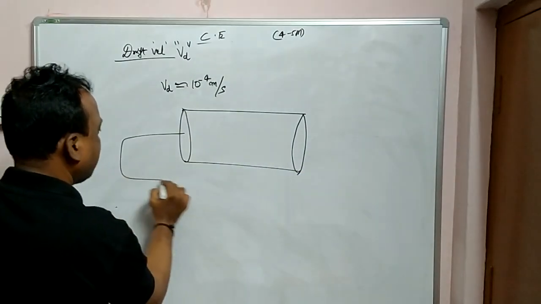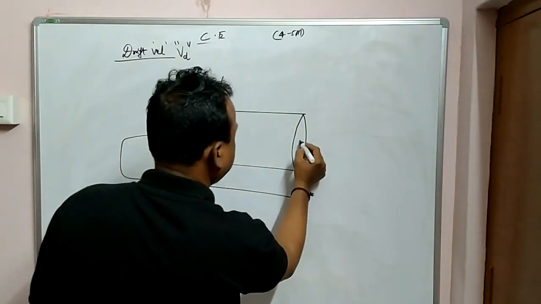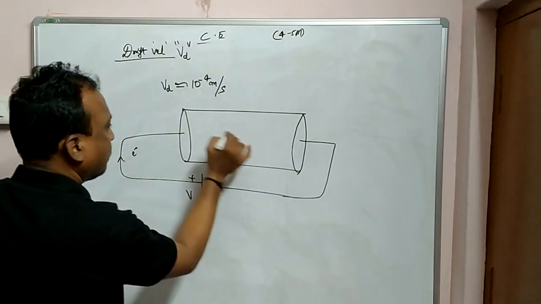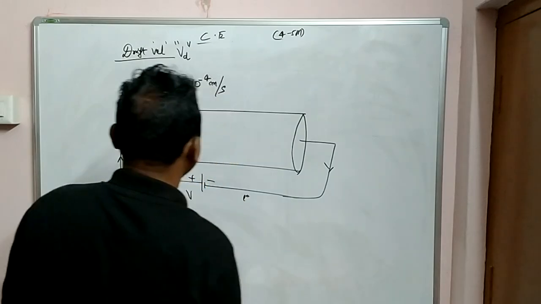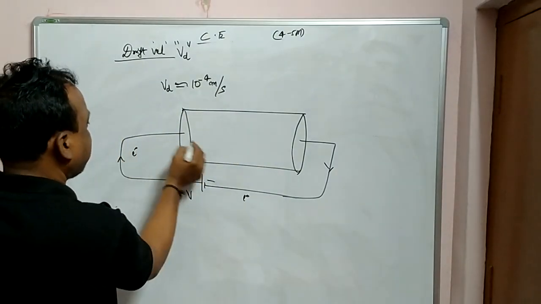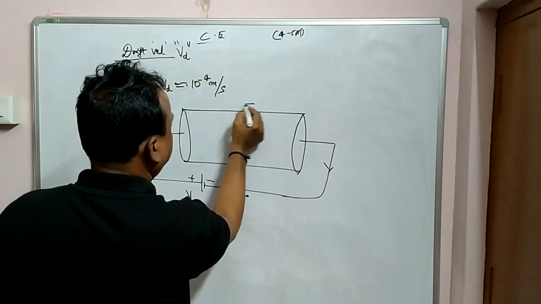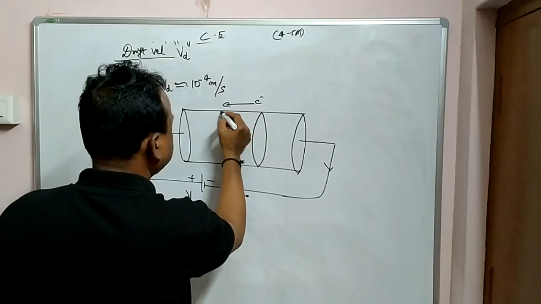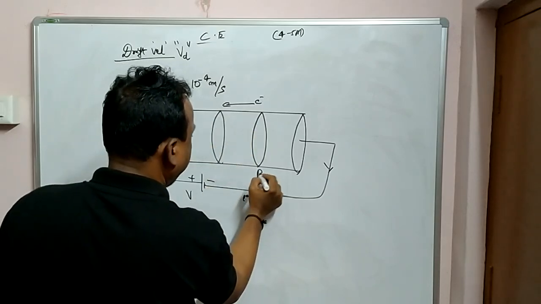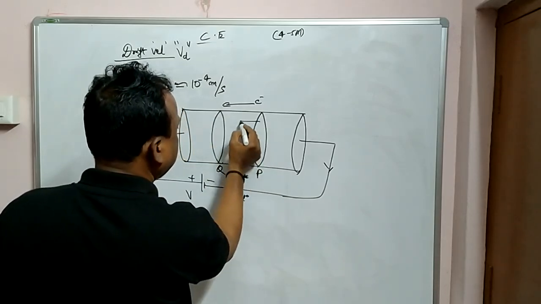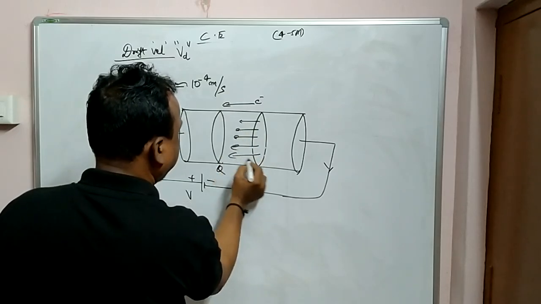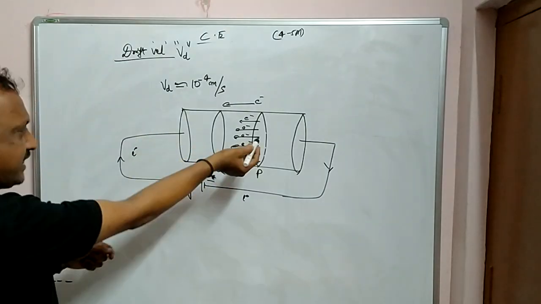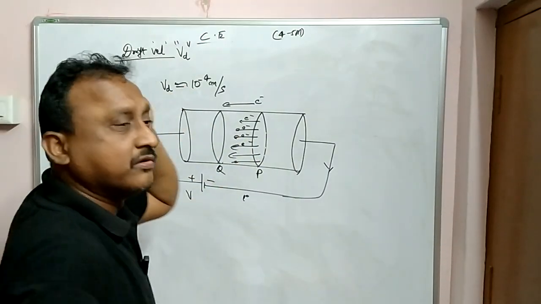For example, this is a conductor connected to a charge. This end is at the higher potential. As you know, this is the direction of current and this will be the direction of the electrons, the opposite direction. For example, say from P to Q distance, electrons are moving. Now we will try to derive an equation.